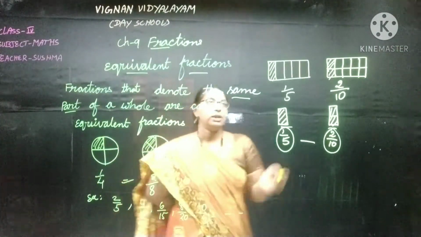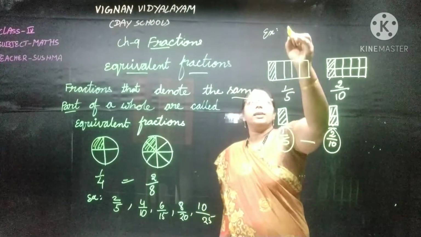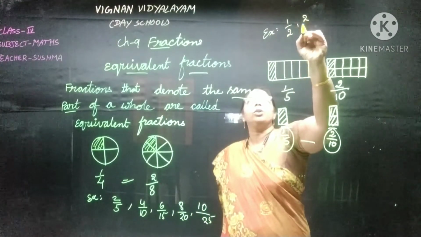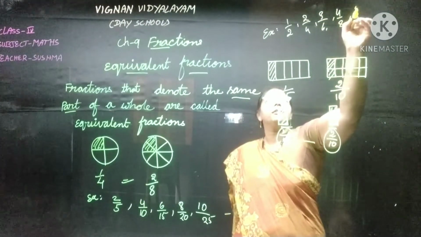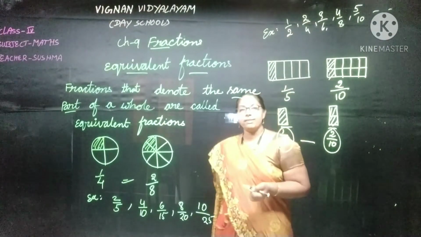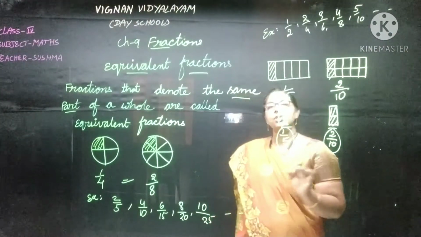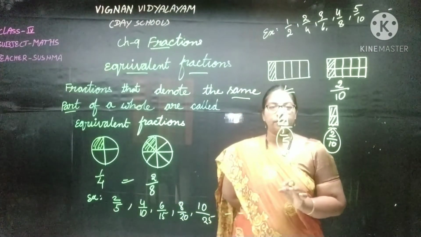Let us take one more example for equivalent fractions, children. 1 by 2, 2 by 4, 3 by 6, 4 by 8, 5 by 10, etc. These are one more set of equivalent fractions. Equivalent fractions means the fractions which are showing the same part of a whole.